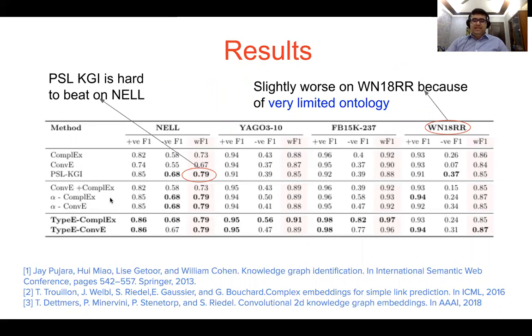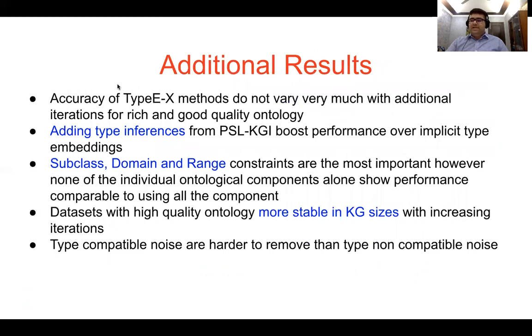In this table, we can see that our method outperforms all baselines on YAGO3-10 and FB15K237, whereas it is slightly worse on WN18RR because of its very limited ontology. It is also on par with PSL-KGI on NELL, which is a formidable baseline because of NELL's rich ontology. We further perform additional analysis on the impact of the number of feedback iterations and different ontological constraints. We encourage you to run through these analyses.